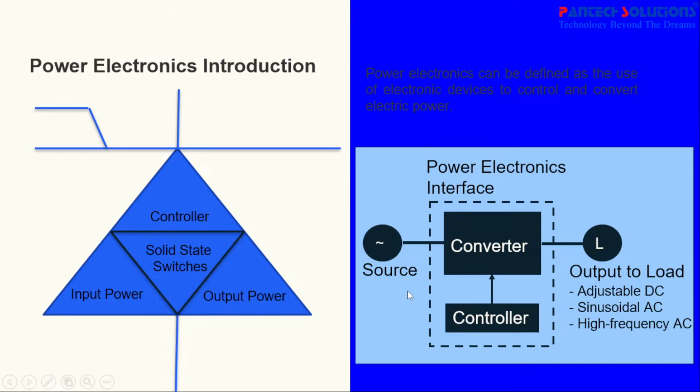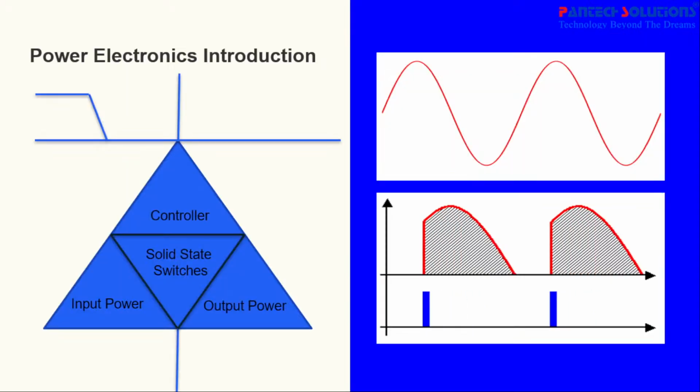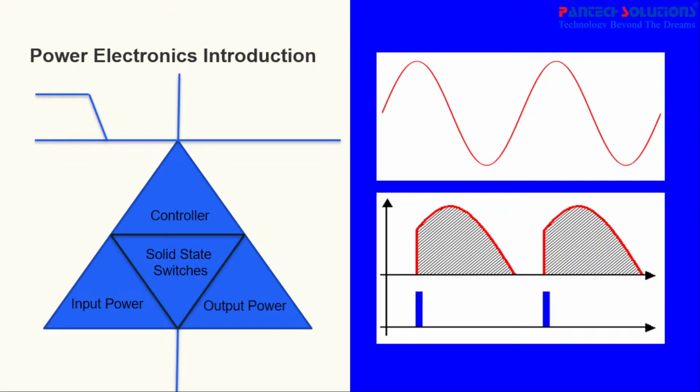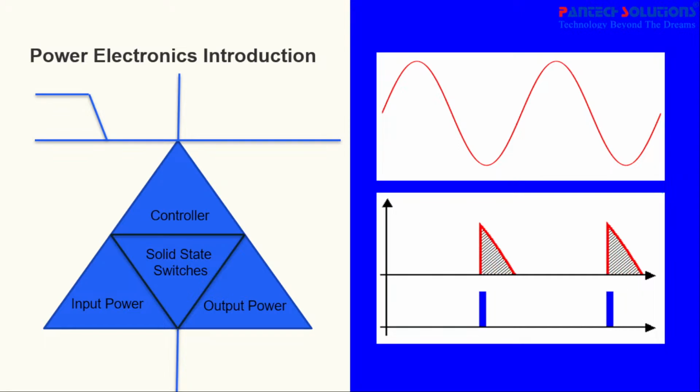For example, here I am having an AC wave, right? This AC wave I am going to convert and at the same time control it as adjustable DC, sinusoidal AC, or else high frequency AC. The main thing is that by using a power electronic device we can do power conversion. See how that conversion is involved, and what type of solid state switches we have to use. So here my input was an AC input, and that AC input I am converting into half wave pulsating DC.